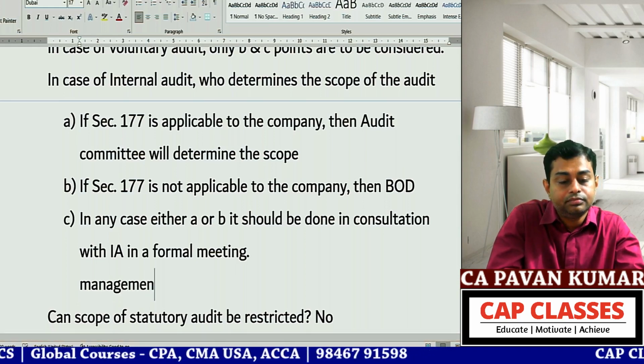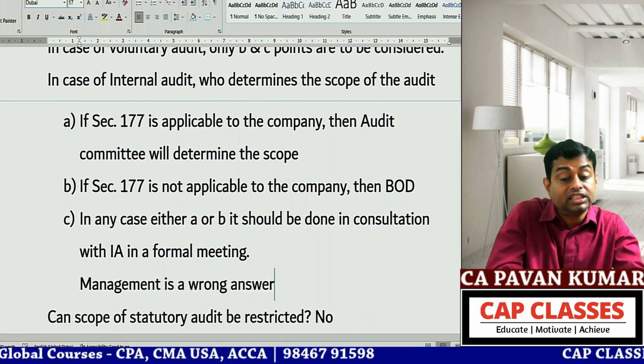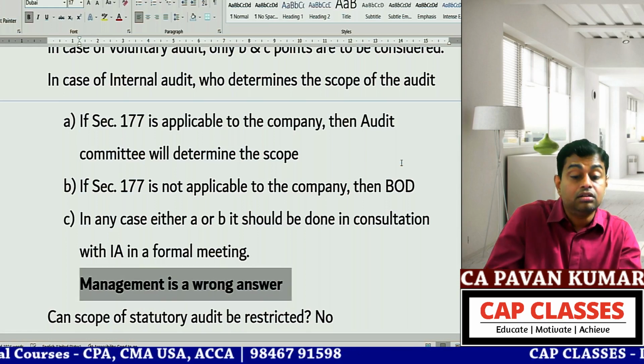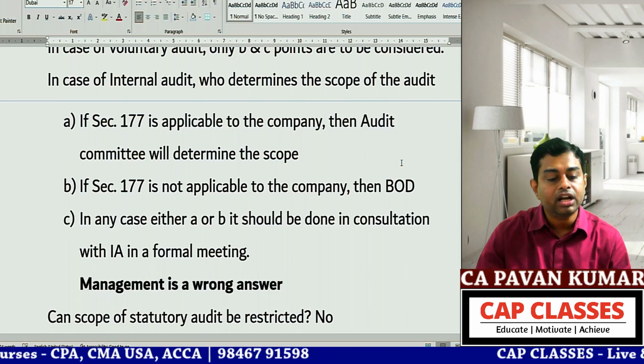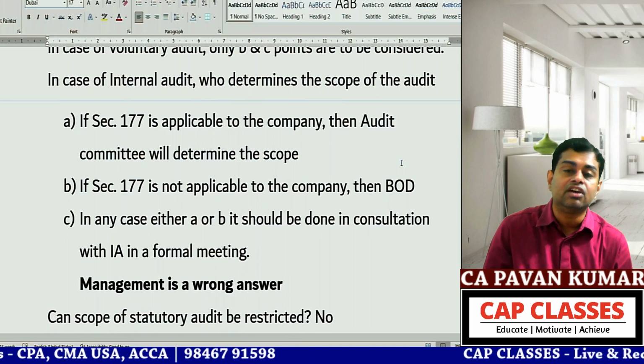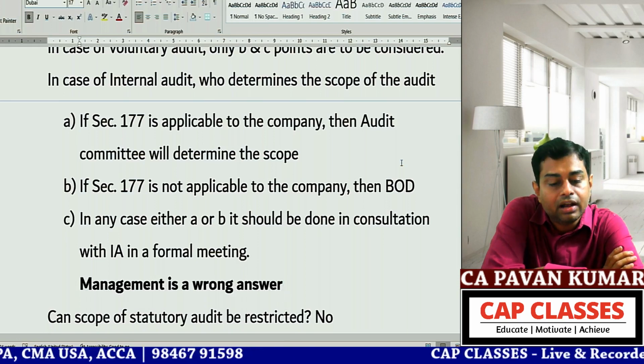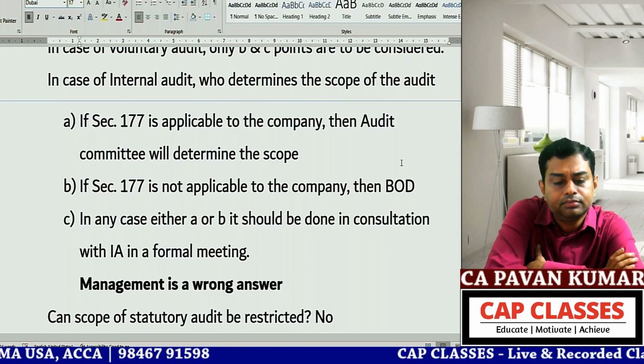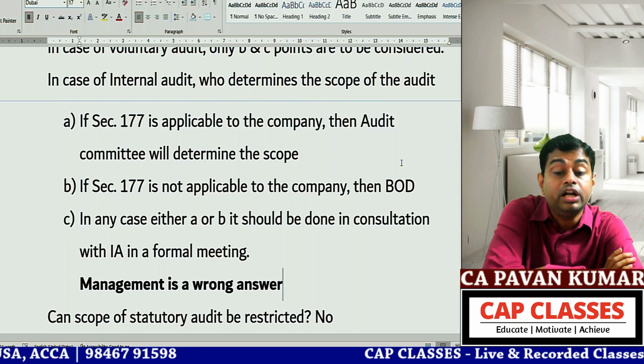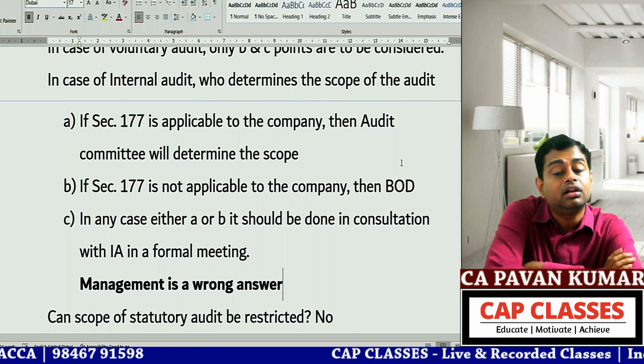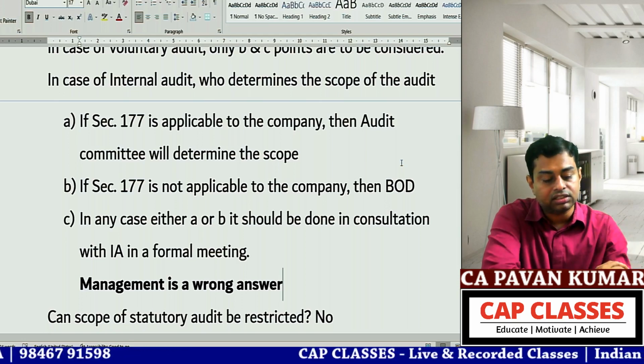Management is a wrong answer because there is a difference between management and board of directors. Board of directors are those charged with the governance, higher level. Management can be any level. So you cannot write that if the audit committee is not there, management determines the scope. No, board of directors. That is what they said.